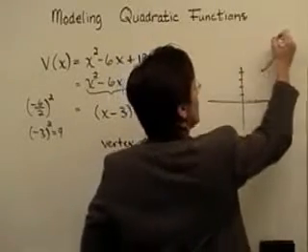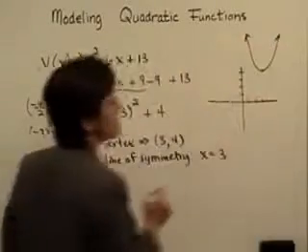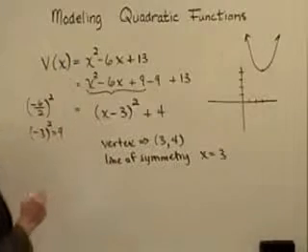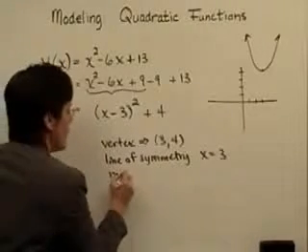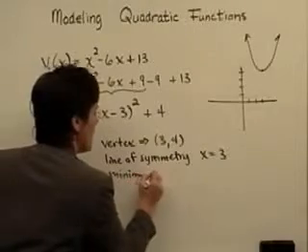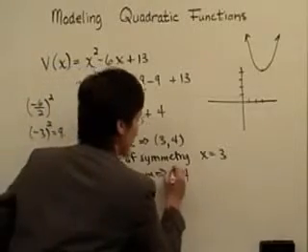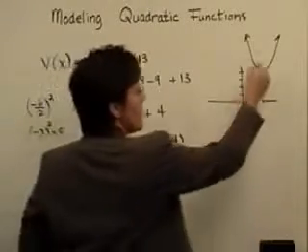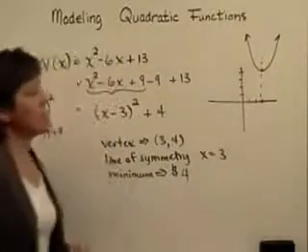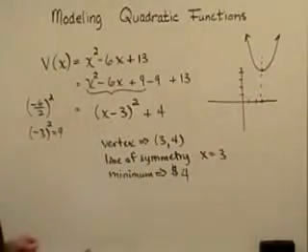Here's my vertex, and it's going to look like that to some degree. And so now I would say that my minimum is $4.3 months, again this point right here, 3 months after January 2003.